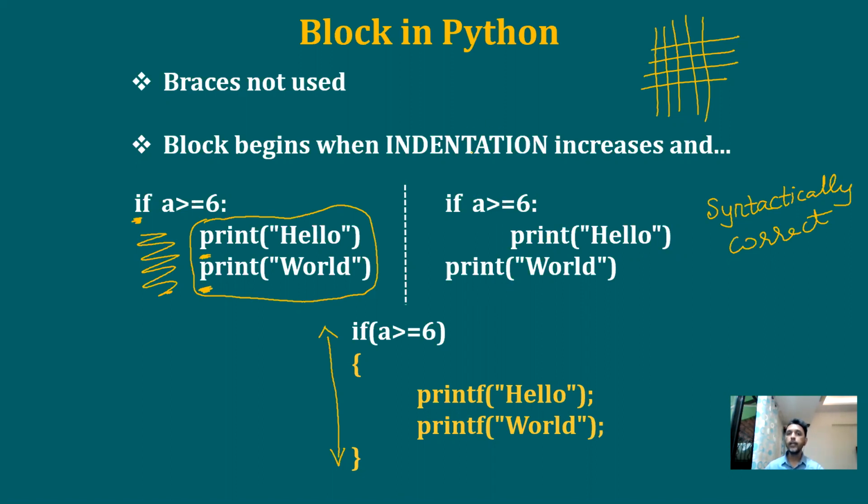Now be attentive. If this condition is false, then will print hello execute? No. Will print world execute? Yes, because now print world is not a part of this block. Why? Because the statement print world is not indented to the right of the if statement. So guys, this was the concept of blocks in Python, but we'll not stop over here.